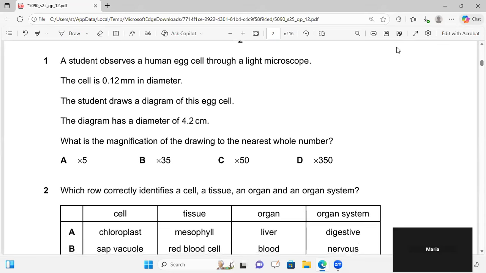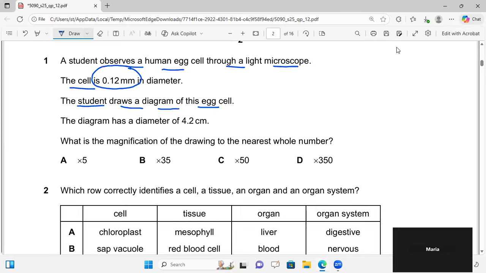A student observes a human egg cell through a light microscope. The cell is 0.12 millimeter in diameter. The student draws a diagram of this egg cell. The diagram has a diameter of 4.2 centimeter. What is the magnification of the drawing to the nearest whole number?